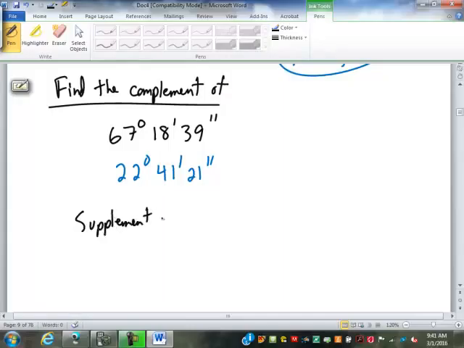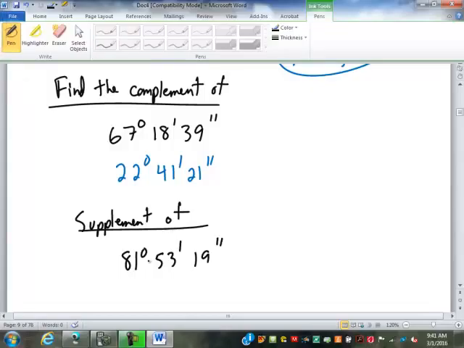Complement adds up to 90. So find the supplement of 81 degrees, 53 minutes, 19 seconds. Find that supplement quick. No, supplement's 180.